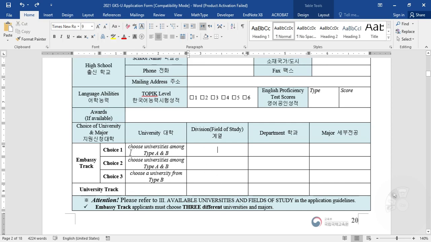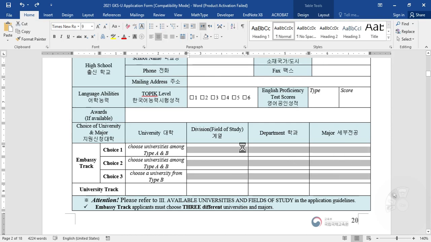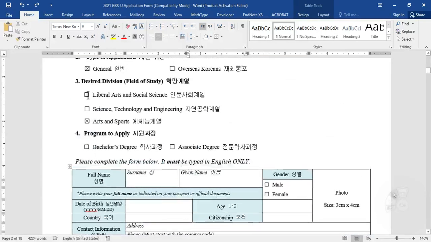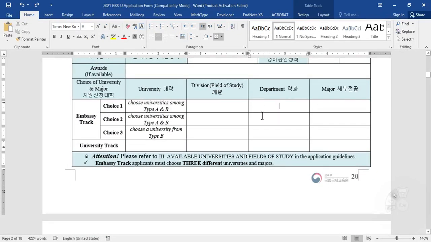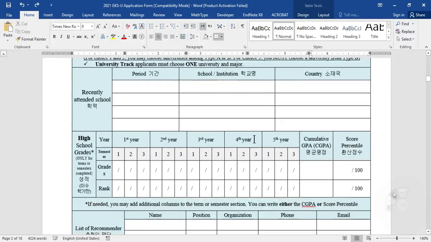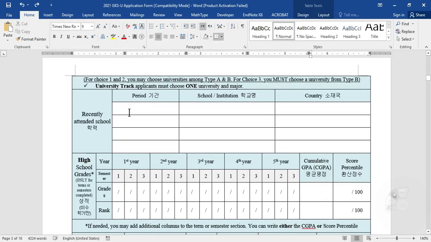If you are applying for the embassy track, you can choose 3 universities from type A and type B universities. I already explained type A and type B in my previous video, so I hope you got the idea about the type A and type B universities and the field or division out of these 3 divisions, and then the department and major, for example mechanical engineering and mechanical or engineering. So you can write these 3 choices. And if you are applying to the university track, you can only select one university and field and department and major.